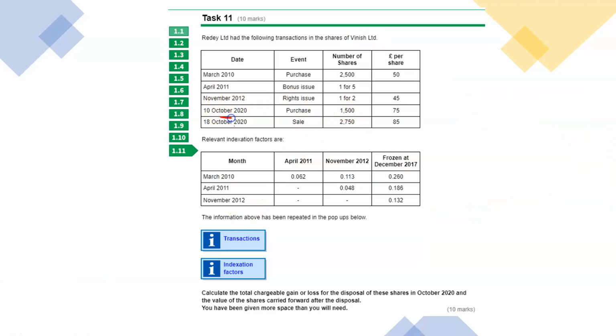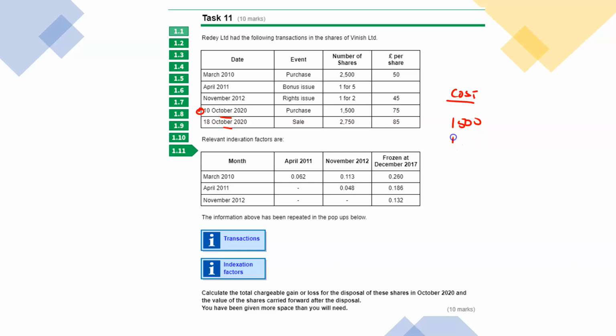on the 10th of October, which was literally 8 days, so this 10th of October won't be in the pool, right? It's within 30 days. So we look same day, then we look back 30 days, and then we look at the pool. So it's within 30 days. So I can already see the cost of 1,500. So I need the cost. I'm like, okay, what is the cost? I've got the cost of 1,500 shares.